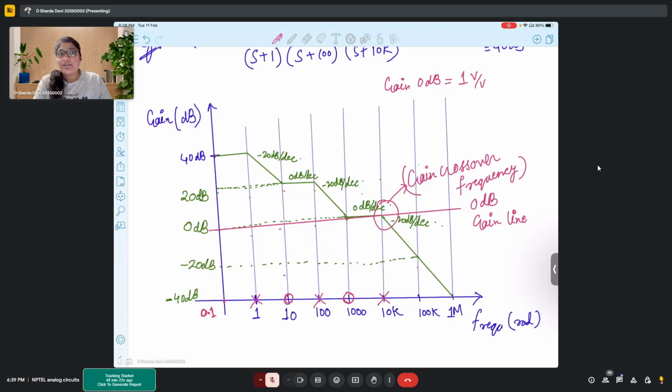Do you have any doubts? Anybody? All right. So we were talking about gain crossover frequency. So this particular gain crossover frequency is important. Whenever we are talking about stability, we check the stability at gain crossover frequency.